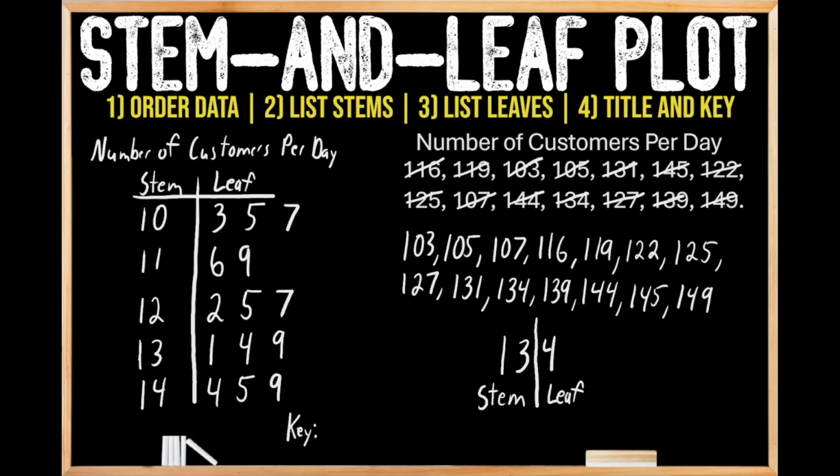And then we're going to include what we've already written. So we have 13 with a line to split them apart, and then a 4, and that's going to equal 134. So as we can see, when we do that extra little step of including a title and a key, it allows the average person to read this and understand what each one of these data points means. So hopefully by now you understand how to create a stem and leaf plot.